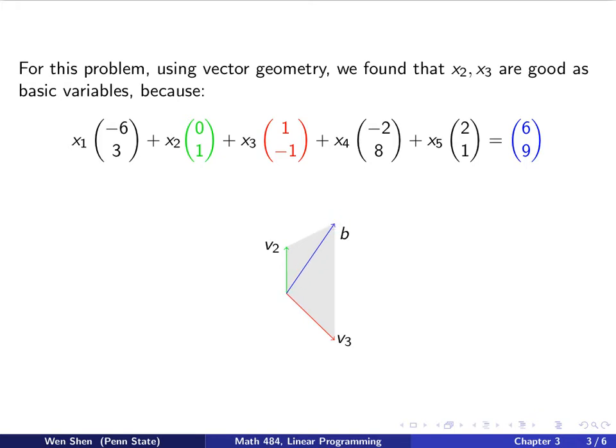And that's why this choice is good, because now b can be represented by a linear combination of v2 and v3 with non-negative coefficients, which will be the value of x2 and x3. So you can actually easily do it by sketching the direction of these vectors in the plane, and look at the vector b to see between which two vectors b would lie in, and then you could choose them as your basic variables. So here is a way for you to select the basic variables.